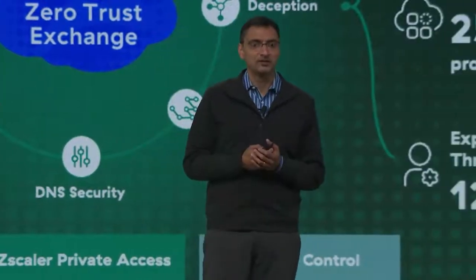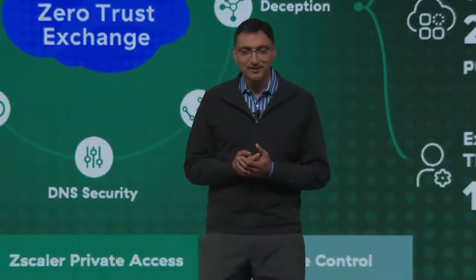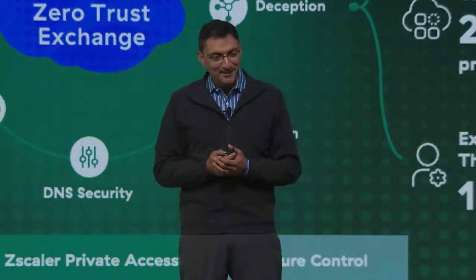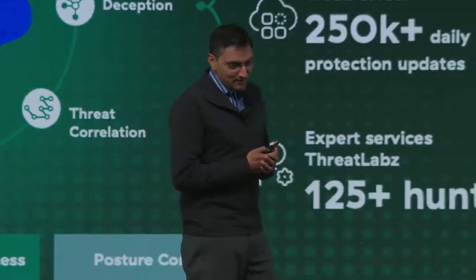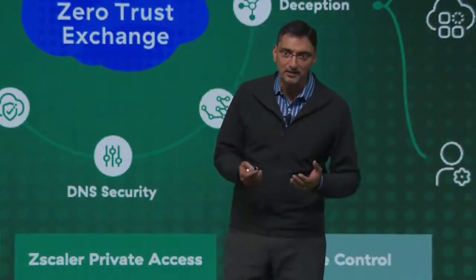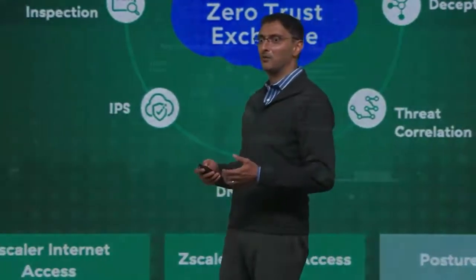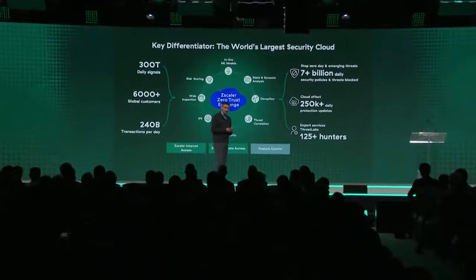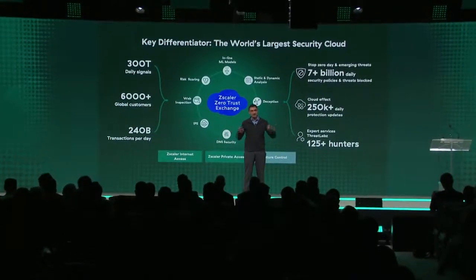All right. So with all the ZIA and ZPA data, we have unprecedented access to information. And the question I often get asked is, Amit, what are you doing about it, right? So to put that in perspective, there's 240 billion transactions a day. We talked about that. We have 300 trillion telemetry signals coming every day. These are based on which user is accessing what application, how many bytes, anomalies associated with it. And this is coming from 6,000 different customers.